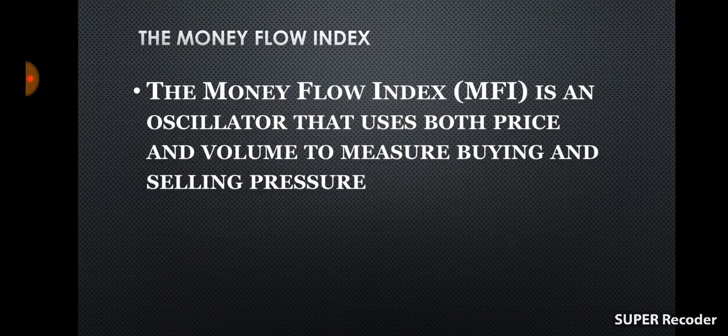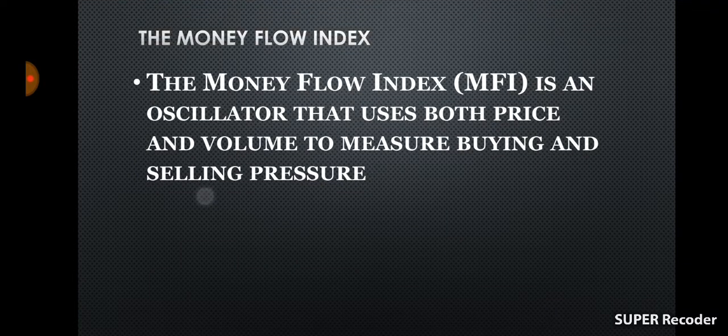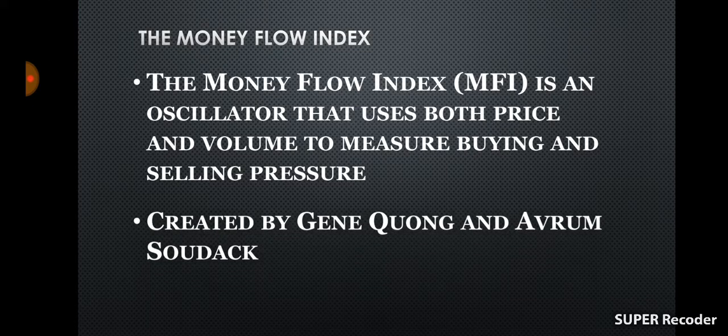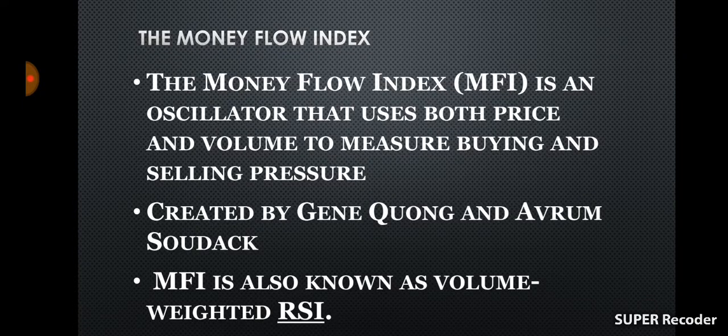The money flow index is an oscillator that uses both price and volume to measure buying and selling pressure, and it was created by Gene Quong and Avrum Soudack. The money flow index is also known as the volume weighted relative strength index. This is a volume weighted version of RSI.